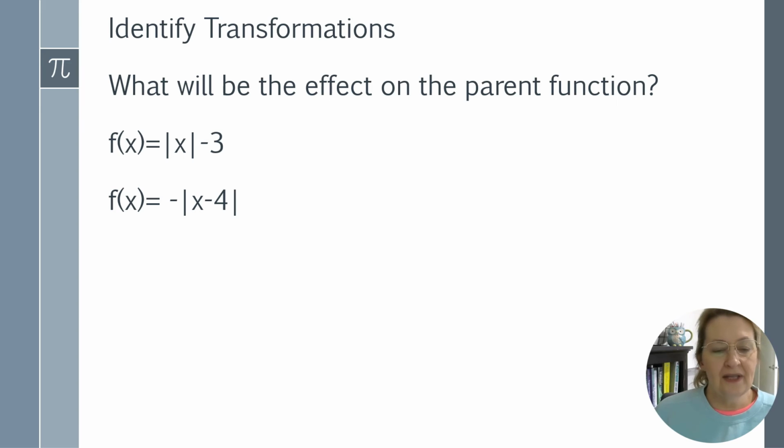All right, let's look at the second one. A negative sign on the outside of your grouping symbol turns your graph upside down. So the first thing is it's going to flip your V upside down. Now a number inside your grouping symbol is an h, so it's going to shift it to the right 4 units.